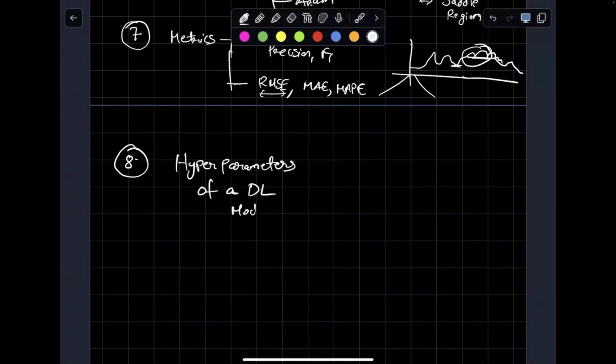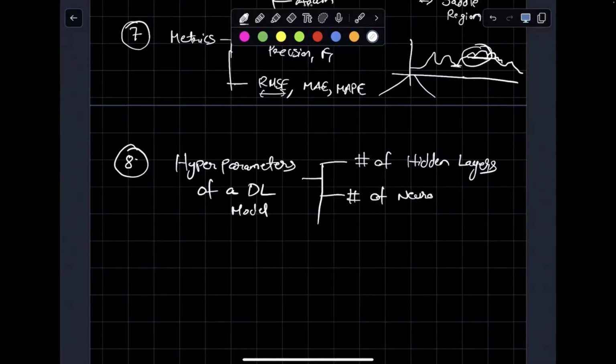Number of hidden layers, number of neurons in a hidden layer, activation functions, optimization functions, epochs, batch size, learning rate, loss function, optimization function, cost function.